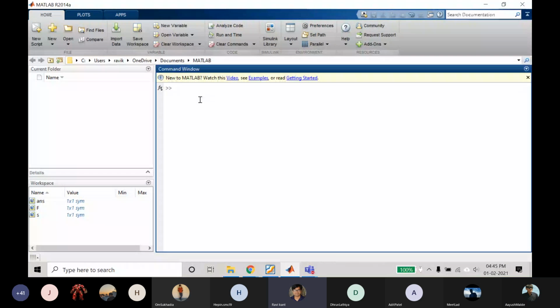So what I will do, I will quickly write. First, I will call the function. There is an inbuilt function syms. I'll tell you in later classes why I have written this. So syms s. Let me define my f. F is equal to s plus 3 divided by s plus 1 times s plus 2.